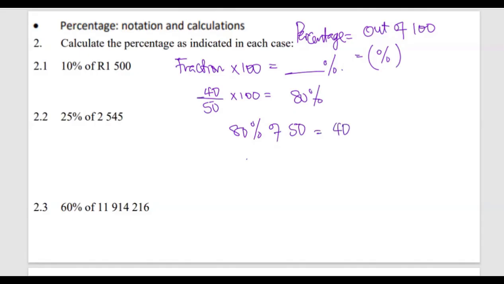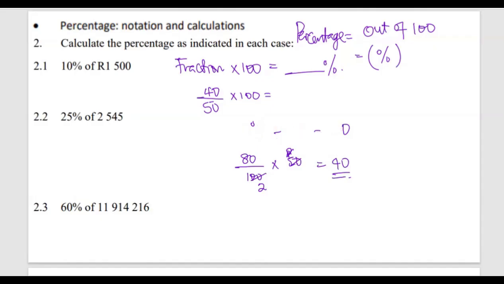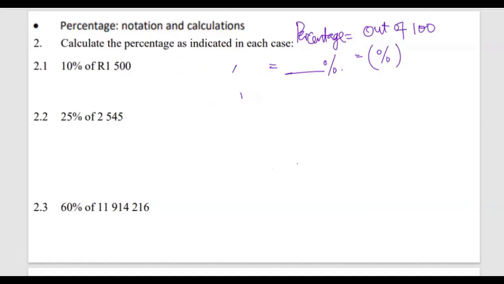How did I do this? It's 80 over 100 times 50. The 100 and 50 cancel, and you remain with that 2 down here. So 80 divided by 2, you get what? 40. All right, that's when they ask you to change a fraction into a percentage out of 100. Write it as a percentage.